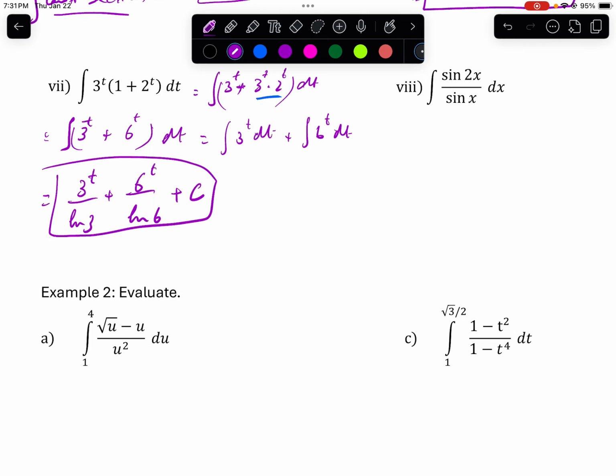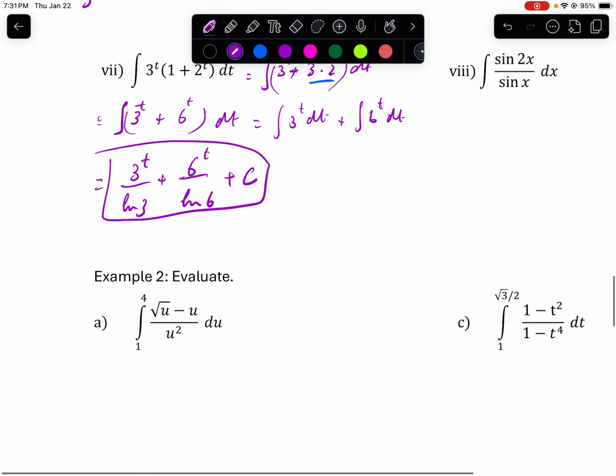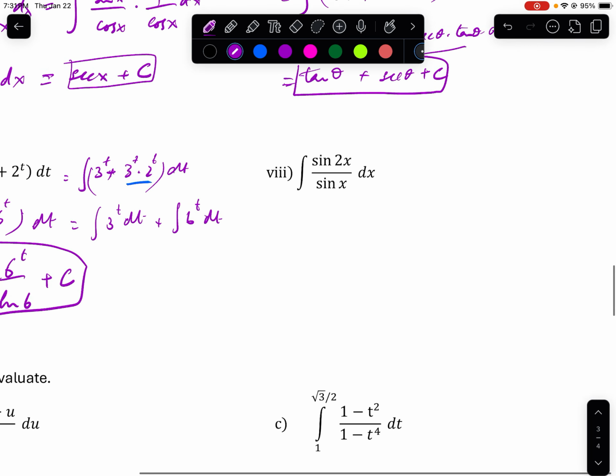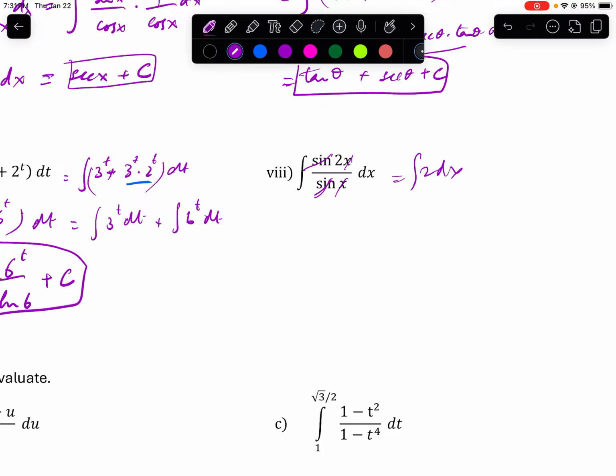Okay, what about the last one here? Can I do this? Sine cancels with sine, x cancels with x, and I'm left with 2dx. Is that correct? No, no way. These are not being multiplied. These are functions. You cannot do this.